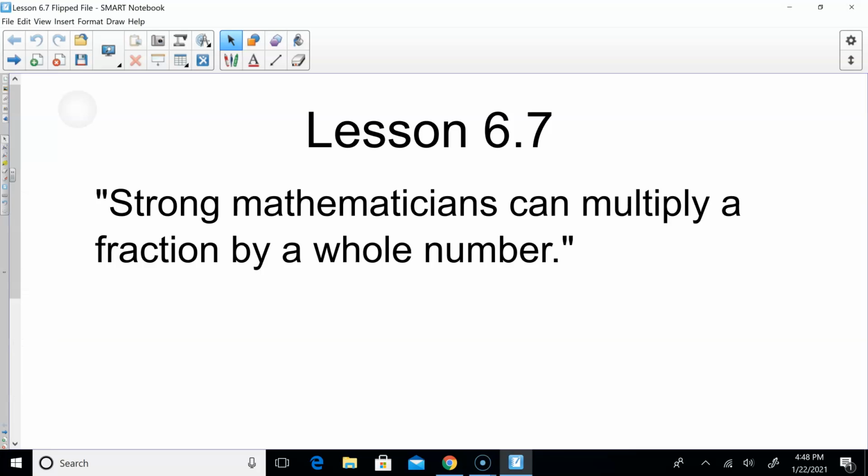Welcome class to lesson 6-7. Today, strong mathematicians can multiply a fraction by a whole number. So take out your notebook, your pencil, write down today's lesson, today's date, and let's get started.